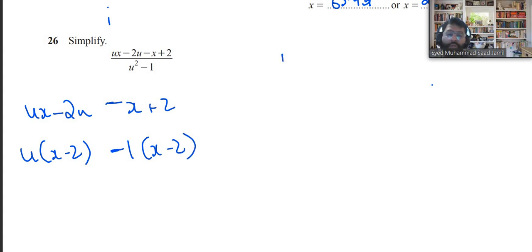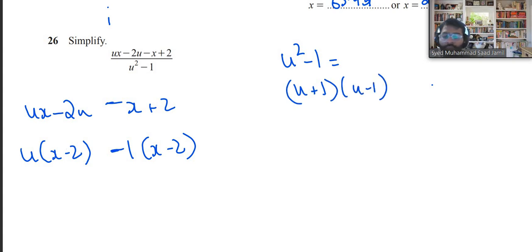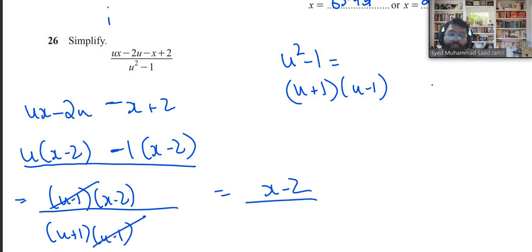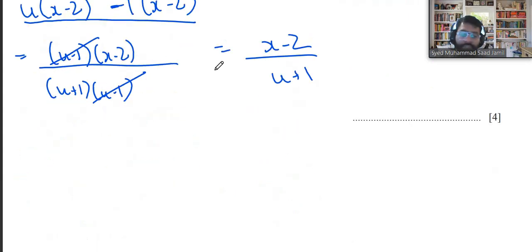U square minus 1 can be written as u plus 1 and u minus 1. Okay, so this thing will become u minus 1 and x minus 2 upon u plus 1 and u minus 1. U minus 1 gets cancelled out, so your answer is x minus 2 upon u plus 1.